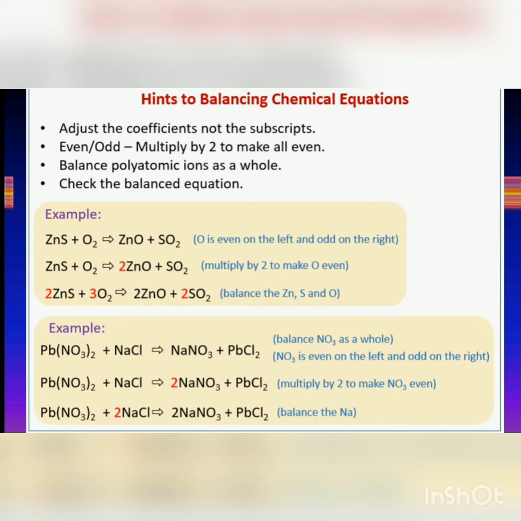How do you balance this? Just by putting a coefficient 2 to NaCl. So Na becomes 2, and along with sodium, even Cl, chloride, also becomes 2. So NaCl is 2 each now. Now if you see the other side, that is your right hand side of the arrow, it's twice NaNO3, so Na is 2, and the problem is solved here.